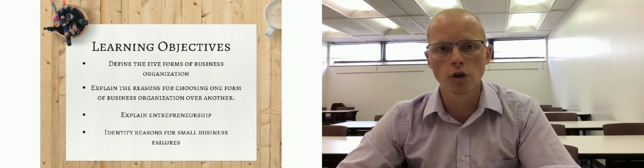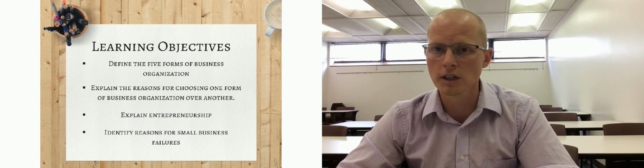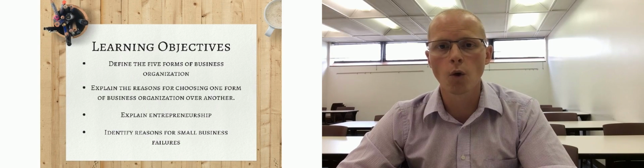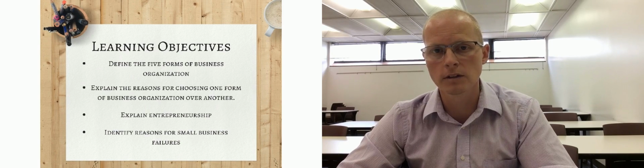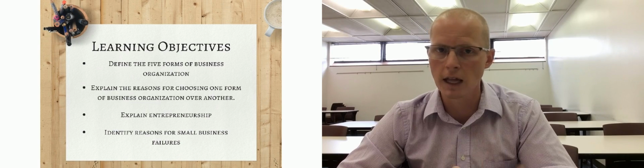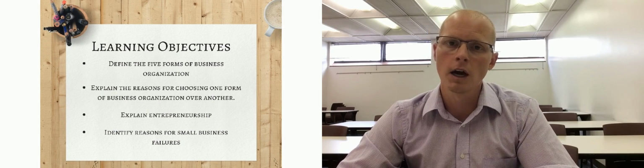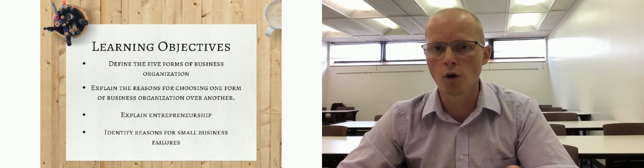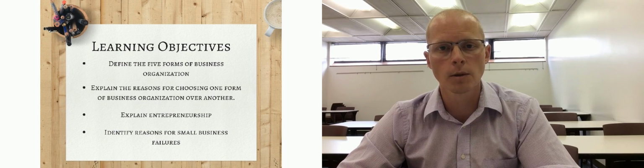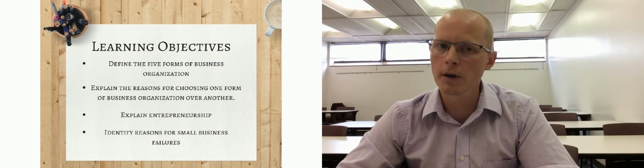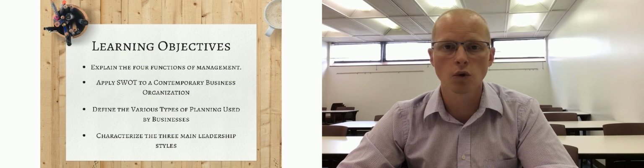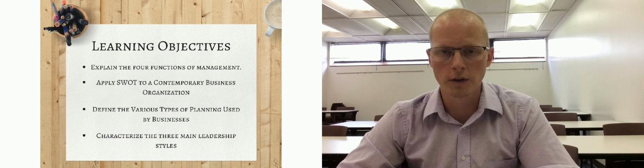So some of the learning objectives that we're going to have here in Learning Unit 2: define the 5 forms of a business organization, explain the reasons why one of those may work better than some of the other ones that are going to be out there, and there's a lot of different arguments for those. In today's day and age, entrepreneurship and small business is a key component of our economy. We want to look at some of the benefits of entrepreneurship, and also when you're operating a small business, why you may have success or it may fail. We'll look at those too.